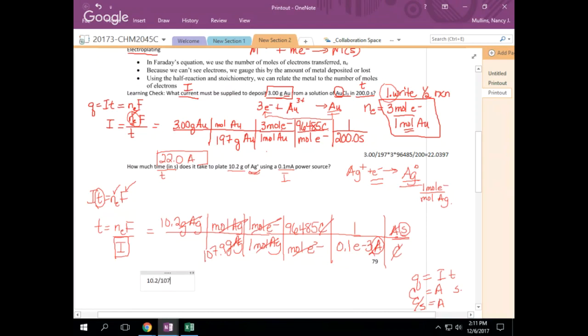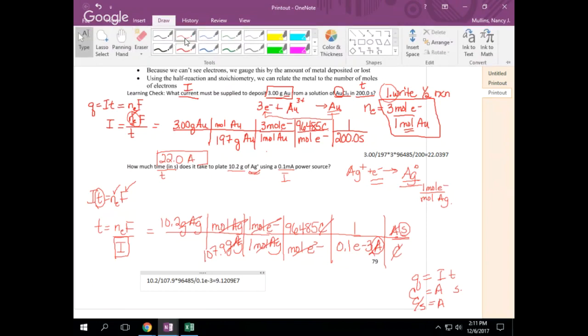10.2 divided by 107.9 times 96,485 divided by 0.1 e to the minus third. A lot of seconds. Basically 91 million seconds. It's going to take a while.